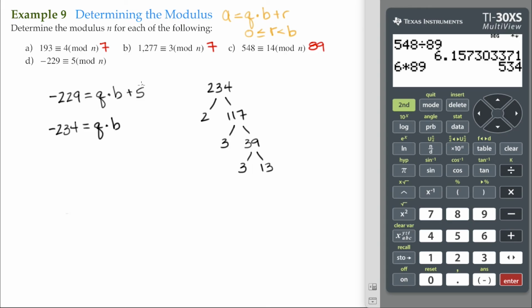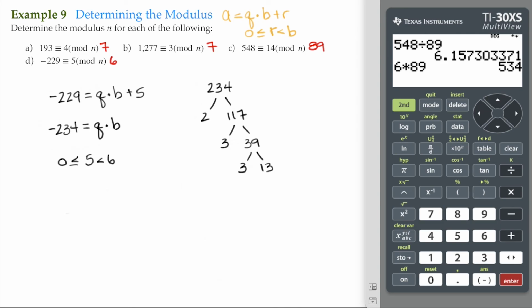Again, our remainder is 5. So that's greater than or equal to 0, but it's got to be less than our modulus, and we want our modulus to be as small as possible. It can't be 3, and it can't be 2. 13 isn't the smallest, so it could be 3 times 2, which is 6. So here we have 6.